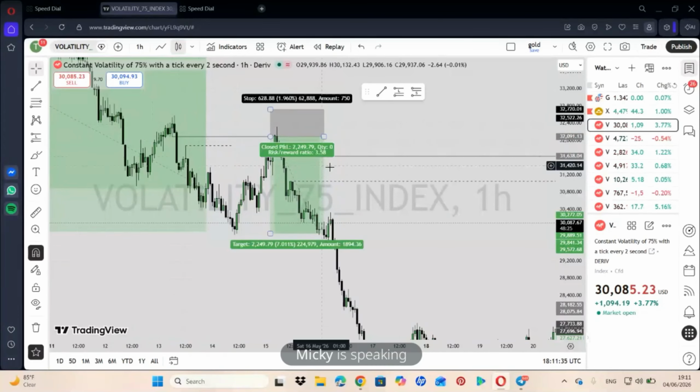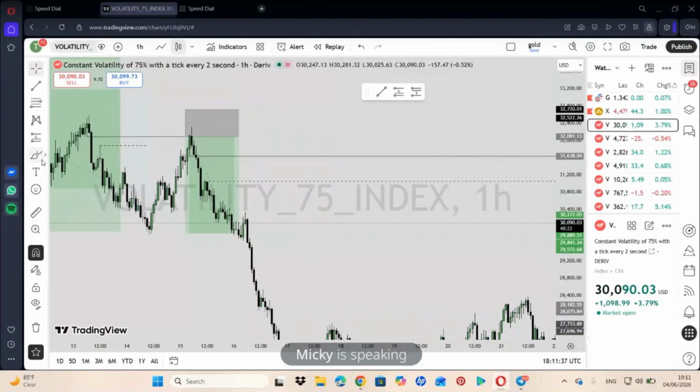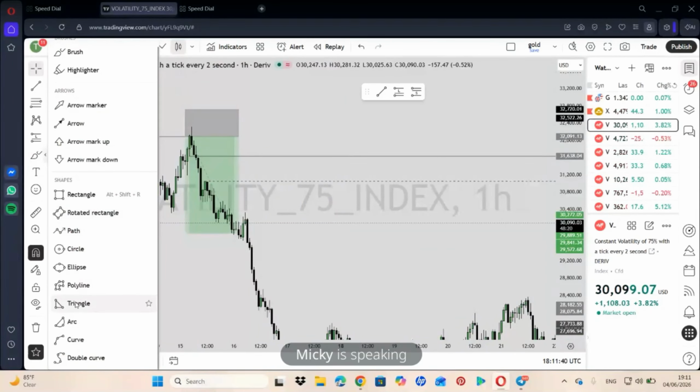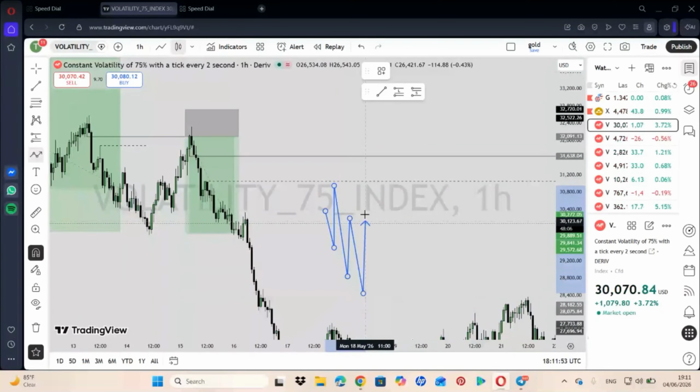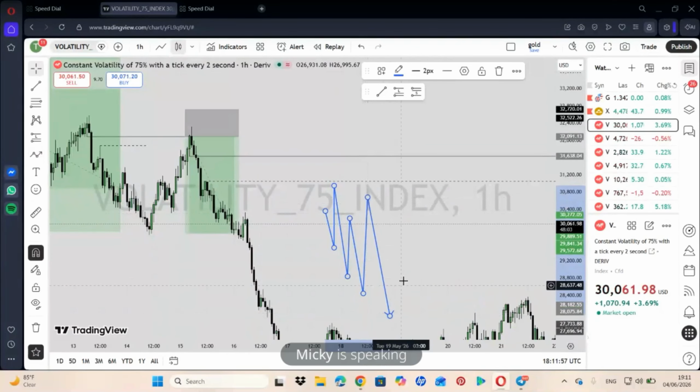Basically, the type 1 setup looks like this. Let me just draw it out so that you guys can follow. This is a type 1 setup. This is my sweep, this is my protected high, this is my liquidity, which is inducement. SBI: S for sweep, B for break, I for inducement.